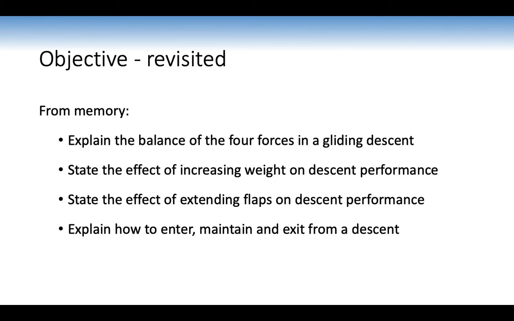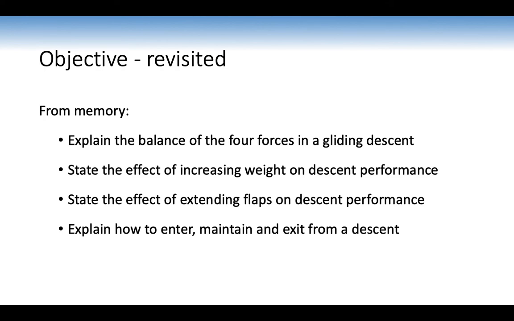So I'll give you a moment to answer these questions. First off, explain the balance of the four forces in a glide descent. So lift is still less than weight. We've got that forward component of weight which causes the aeroplane to descend. Yeah, that's pretty much those main factors. If we add thrust, it would increase our forward component of weight.